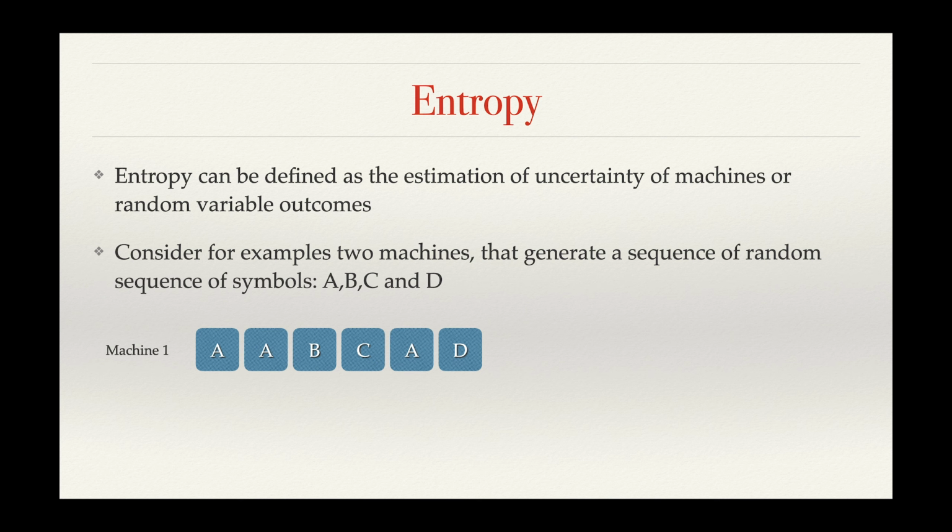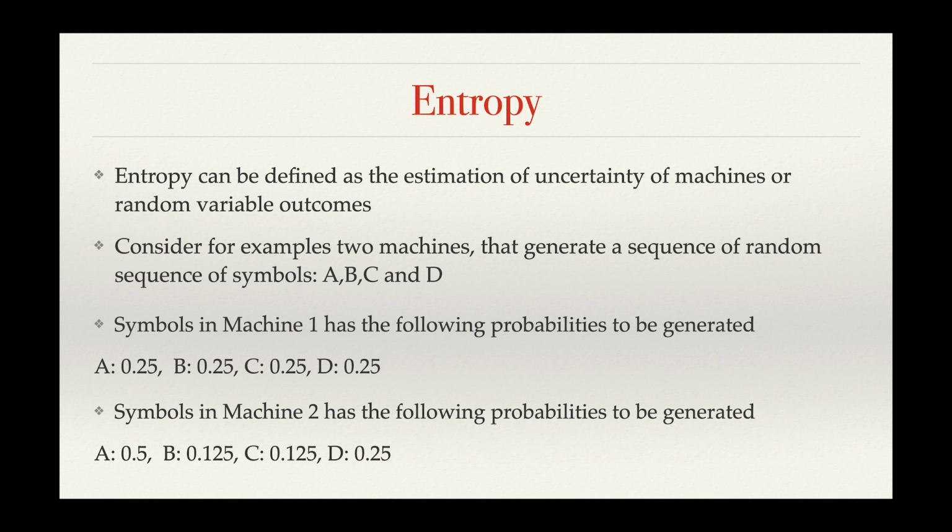which is the estimation of uncertainty of a machine's or random variable's outcomes. So let's consider, for example, two machines, and these two machines generate a sequence of random symbols. Let's say we have A, B, C, D, and machine one generates a kind of random sequence like this, for example, AA, BC, AD, then AA, and so on, generating a sequence of symbols from this set, which is A, B, C, D. We have 4 symbols. We have another machine also doing the same.